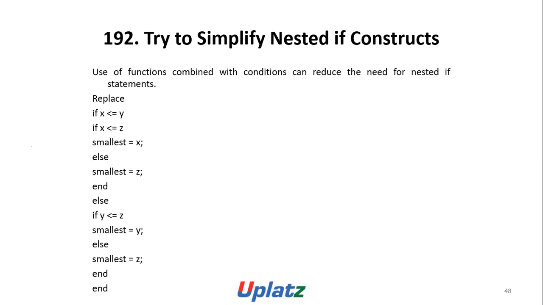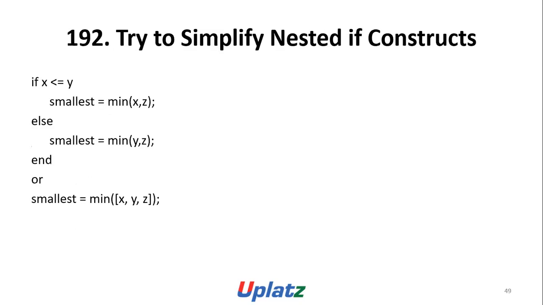Try to simplify nested if constructs. Use of functions combined with conditions can reduce the need for nested if statements. Replace: if x less than or equal to y, then if x less than or equal to z, smallest is x, else smallest is z, else if y less than or equal to z, smallest is y, else smallest is z, end. Try to simplify the nested if: if x less than or equal to y, smallest equals min of x comma z, else smallest equals min of y comma z, end. Or simply smallest equals min of x comma y comma z.